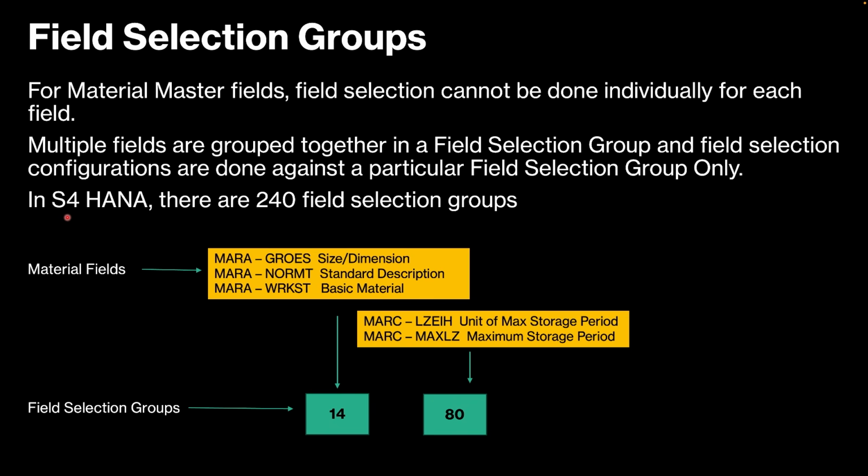Now you can see here in S4 HANA, there are 240 field selection groups which are provided by SAP. So you can understand that you cannot do field selection for individual fields. What you have to do, you have to find to which field selection group that particular field is assigned, and then you will be able to mark the field selection for that particular field selection groups only. We'll see in SAP how these field selection groups are arranged in SAP and how fields are assigned to those field selection groups, and then how we can do the field selection against those field selection groups.